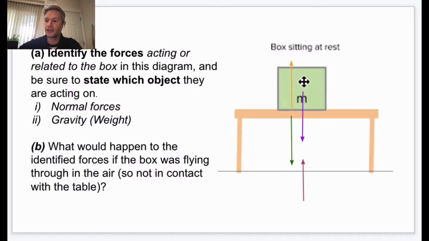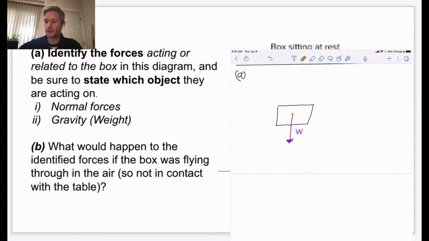And so we have our box. Let's try to keep the colors the same. So we've got weight, the box's mass times the acceleration of gravity, and then equal and opposite to that, we have the contact force of the table pressing up on the box, and that's our normal force. Okay, so ultimately, this is what we're looking at for a free body diagram.